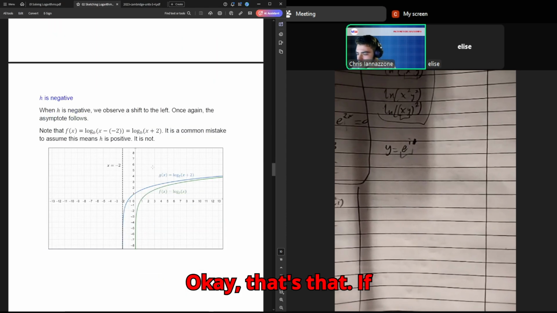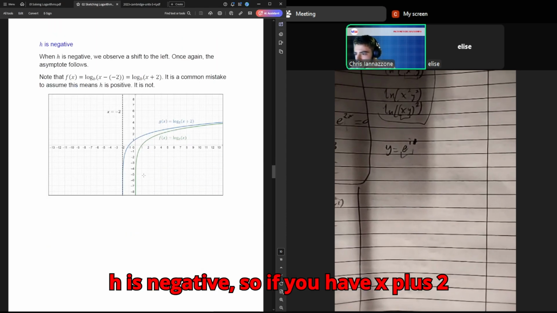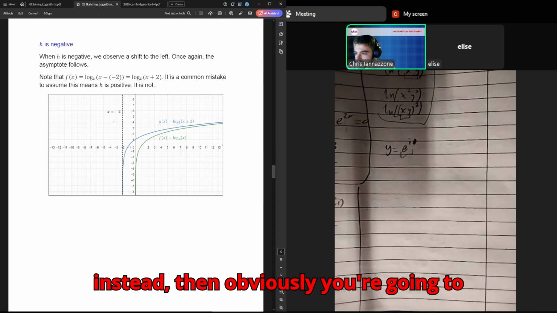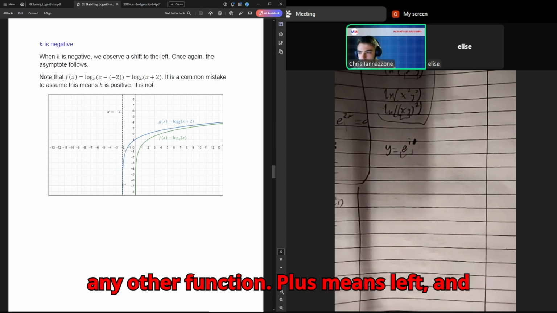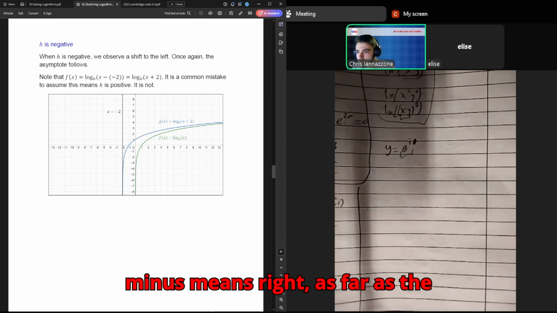Okay, that's that. If h is negative, so if you have x plus 2 instead, then obviously you're going to be shifting left, just like you would for any other function. Plus means left, and minus means right, as far as the horizontal goes.